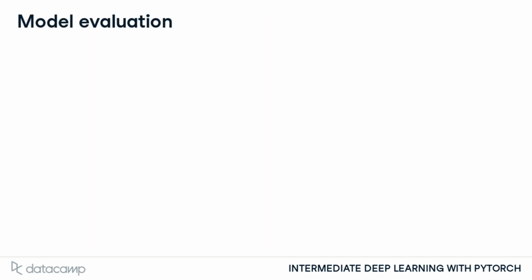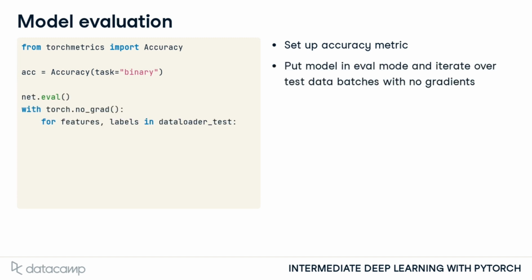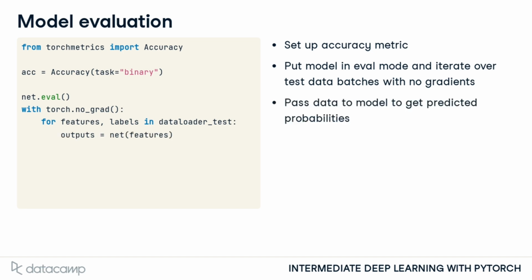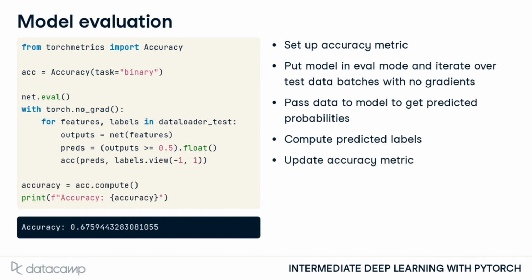Once the model is trained, we can evaluate its performance on test data. First, we set up the binary accuracy metric from torch metrics. Then we put the model in the evaluation mode with net.eval and iterate over the test data loader with no gradients calculation and do the forward pass to get predicted probabilities, which we then transform into predicted labels based on the 0.5 threshold. Finally, we update the accuracy score. Let's compute and print the overall accuracy. We got over 67%, not bad for a basic model and small dataset.